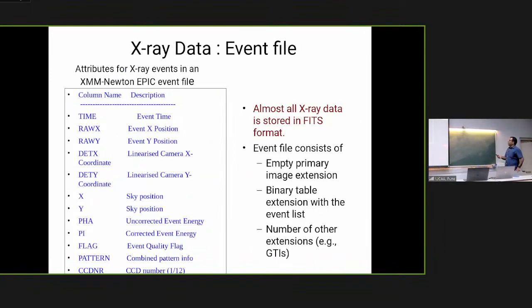Okay, so this is an example of the event list. There, for one event, there are various columns, like this time. This is the arrival time.